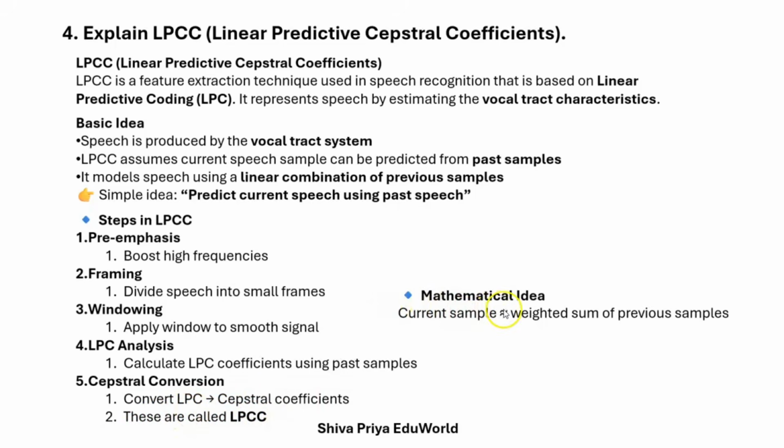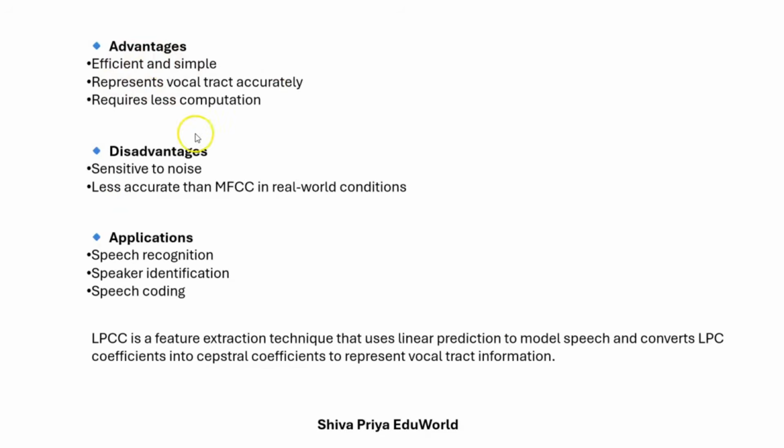The current sample is nearly equal to the weighted sum of previous samples, because based on the past samples only, it will assume the current speech sample. Clear? That's why both are slightly equal. The advantages of LPCC are that it is efficient and simple, represents the vocal tract accurately, and requires less computation as well. These are all the advantages.